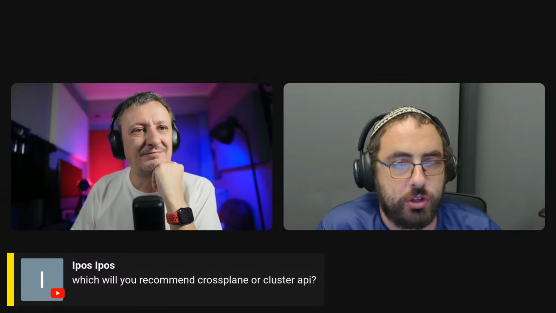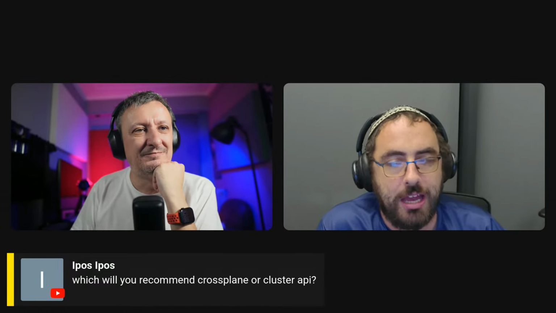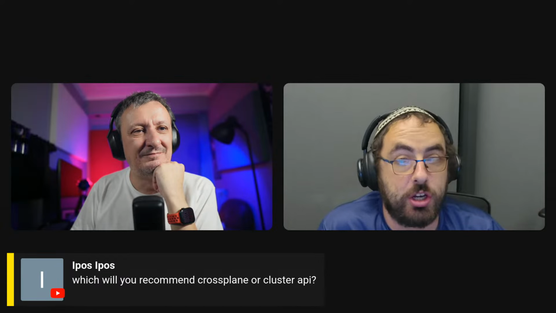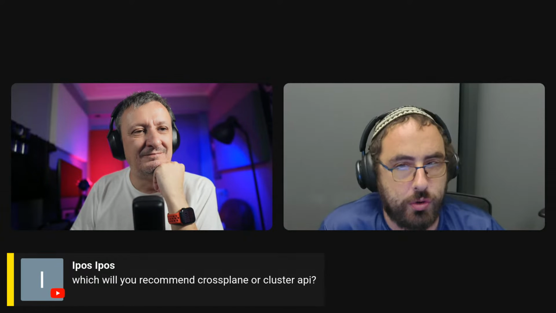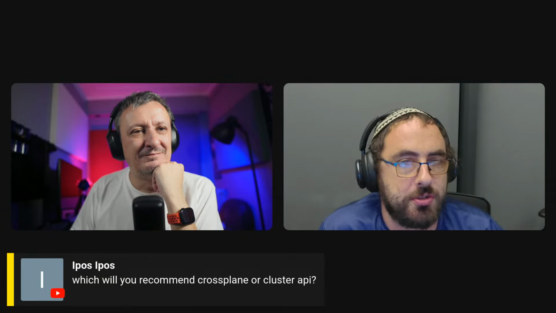I think the integration of the two is awesome. Let each one do what it's really good at. Crossplane is good at composing resources. Cluster API is great at managing the lifecycle of Kubernetes clusters.